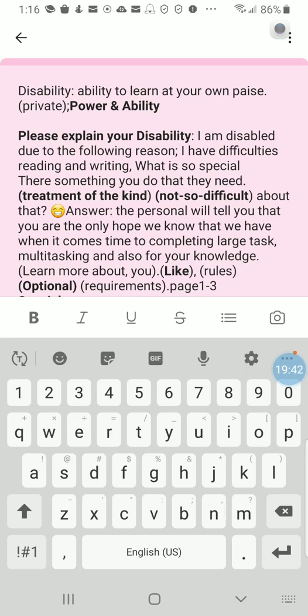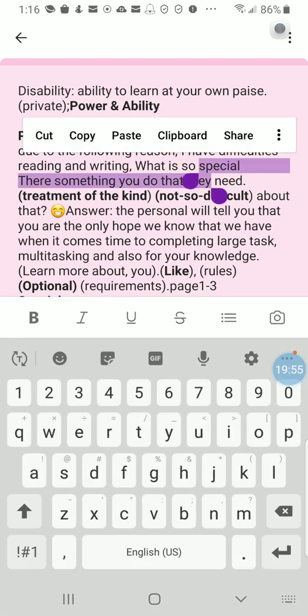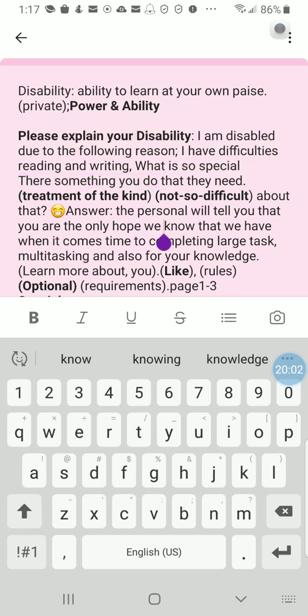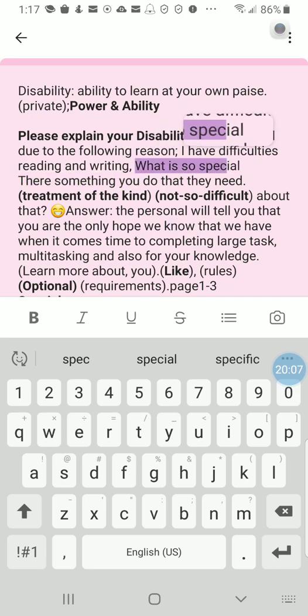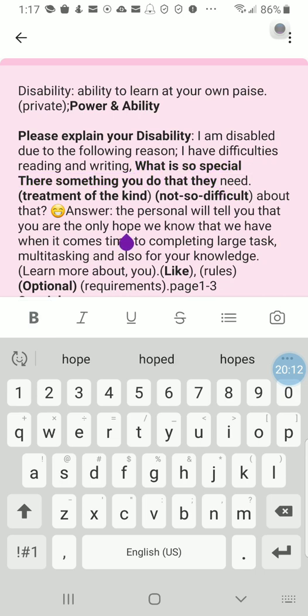A lot of times everybody else might say that if you want, you can put that in curly brackets or quotation marks or something. They'll go ahead and give you the special treatment for sure, if you're able to give them what they need. But still, everybody else might say, what is so special about that? There's something that you do that they need.